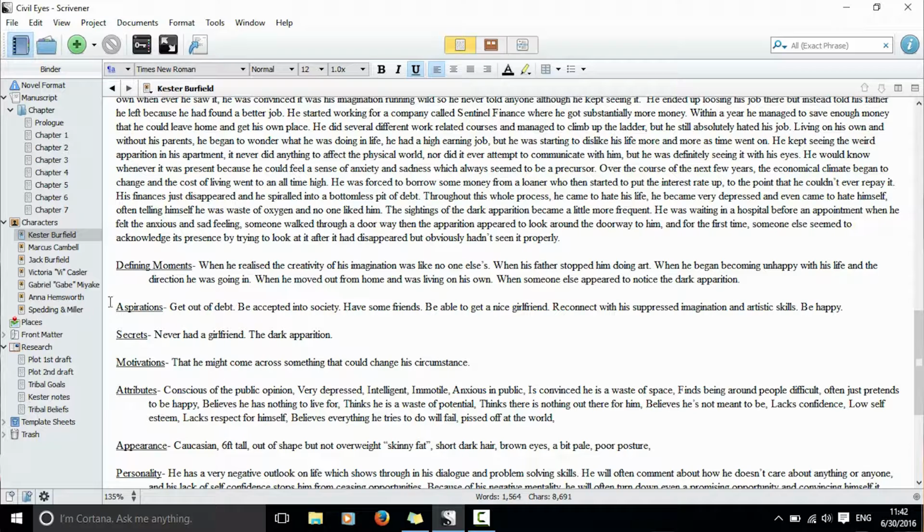So, aspirations. What does this character want to do? What does he aspire to do, or he or she? He wants to get out of debt, because he's obviously in debt. He wants to be accepted into society. He wants to have friends, be able to have a nice girlfriend, connect with his suppressed imagination and create artistic skills, and be happy.